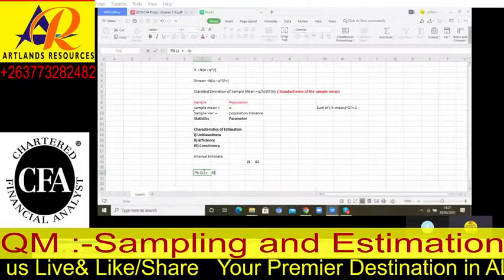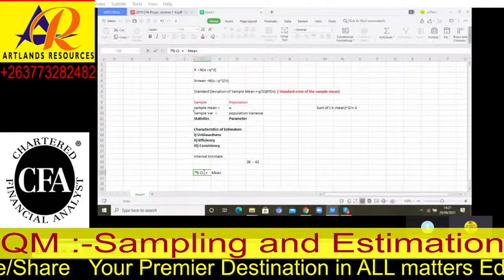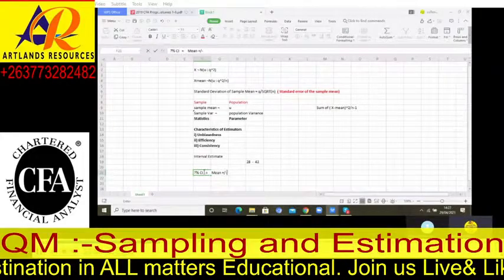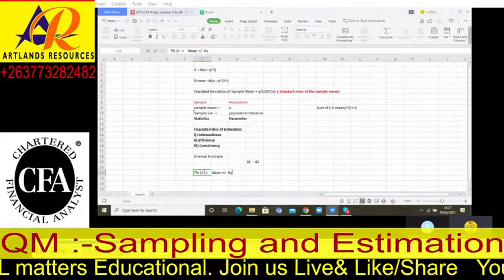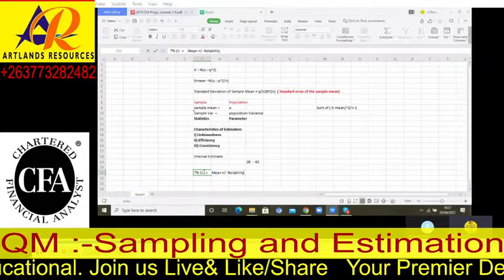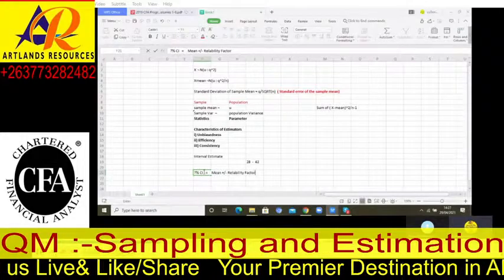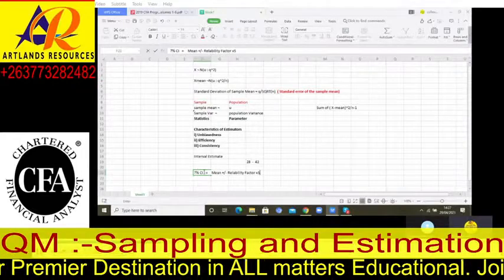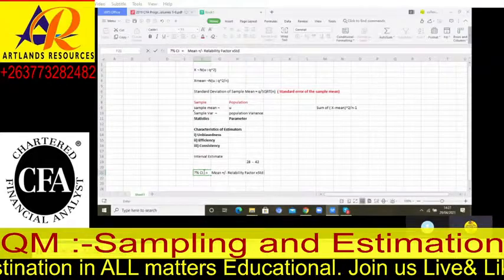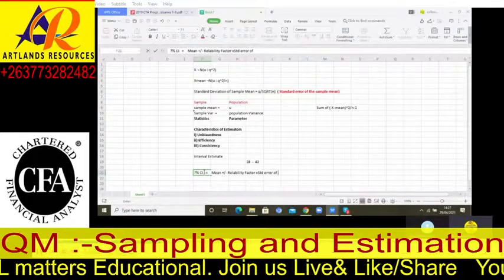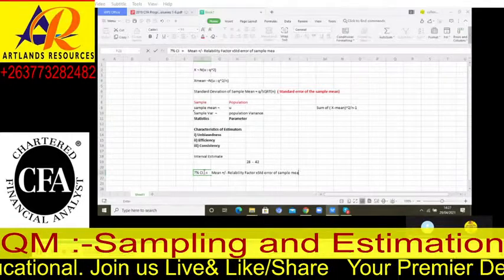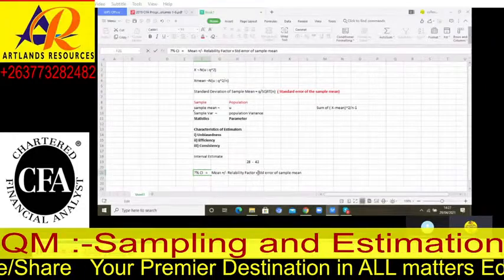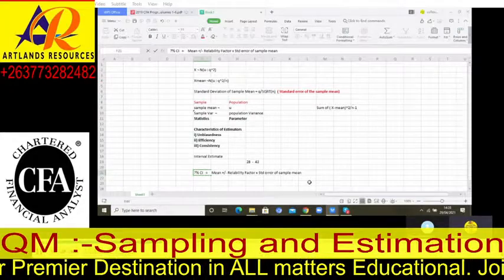The mean that you have, normally it will be about the mean, and then you say plus or minus, because you need the upper and the lower. So it's plus or minus the reliability factor, which is determined by the percentage that you have, multiplied by the standard error of the sample mean. That's how you calculate the confidence interval.